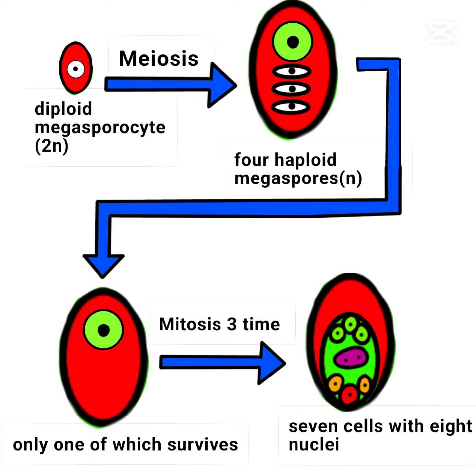At the micropylar end, you find 3 cells: 1 egg cell flanked by 2 synergids. In the center are the 2 polar nuclei, and at the chalazal end reside 3 antipodal cells. Together, these structures create a highly specialized environment, primed for fertilization and subsequent development.